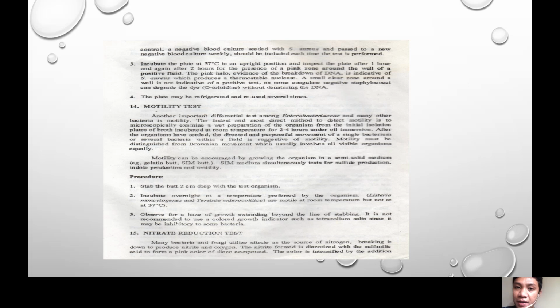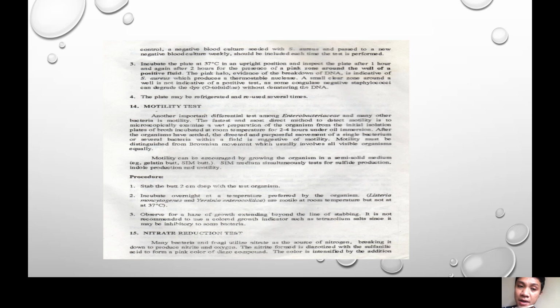And finally, we also have your motility test. Motility can be demonstrated with, number one, SIM, sulfide indole motility agar. You could also use motility indole ornithine. All you need to do is inoculate your organism. The spread of the colony from the area where you initially inoculated is considered a positive test result. Another one we have is your nitrate reduction test.